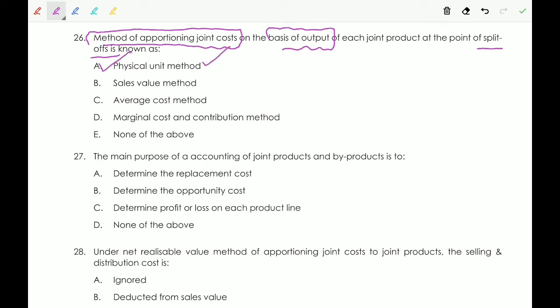Next 27. The main purpose of accounting of joint products and byproducts is to... So main purpose of accounting of joint products and byproducts. Option A. Determine the replacement cost. No. Determine the opportunity cost. No. Determine profit or loss on each product line. Yes. So determine profit or loss on each product line. That's why we segregate those costs.